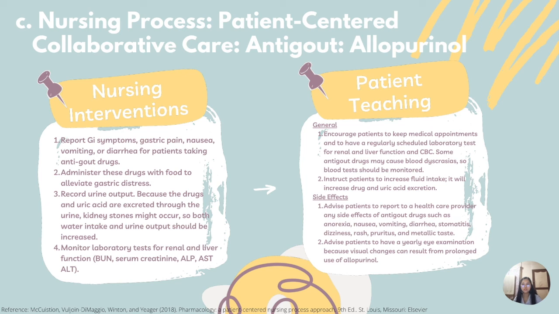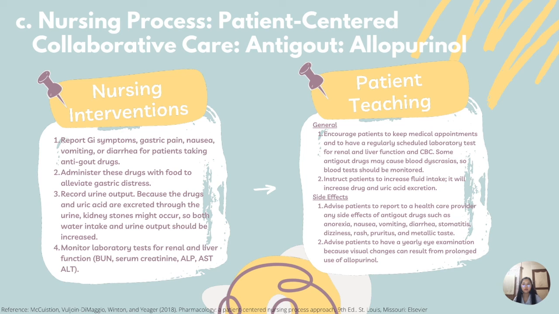As for the patient teaching, we're going to encourage our patient to keep medical appointments and to have regularly scheduled laboratory tests for renal and liver function and CBC. Some anti-gout drugs may cause blood dyscrasias, so blood tests should be monitored. Next, we're going to instruct our patient to increase fluid intake as this will increase drug and uric acid excretion.